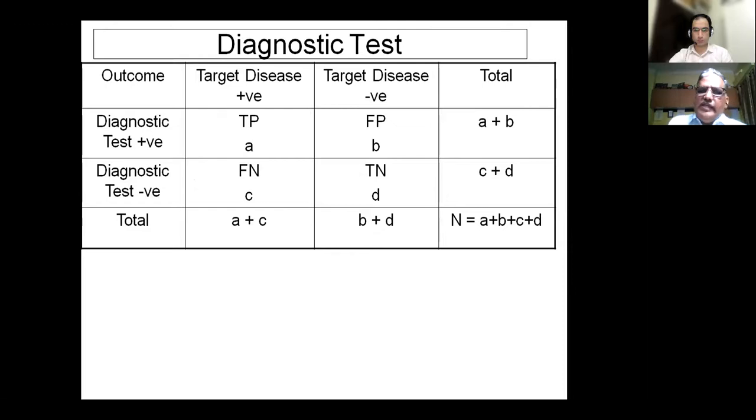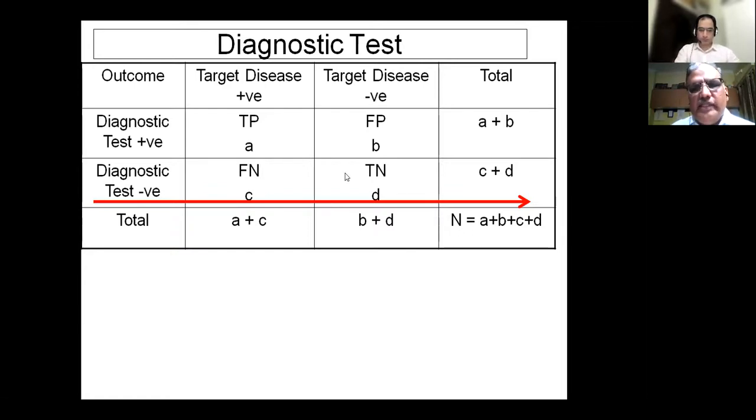Now coming to the diagnostic test situation: whether the target disease is there or not there, and the diagnostic test is positive or negative. So if your diagnostic test is positive and the target disease is there, you call it a true positive, represented by A. The target disease is not there, but your test has come positive, you call it a false positive, represented by B. If your test has come negative, but the disease was there, it's a false negative, you missed that, represented by C, and the target disease is not there and the test is negative, that is a true negative. So you want the test to have the maximum number here and fewer numbers here and here.